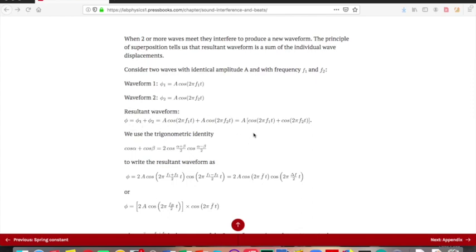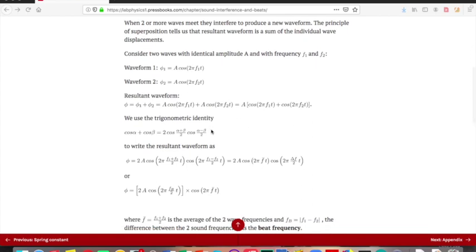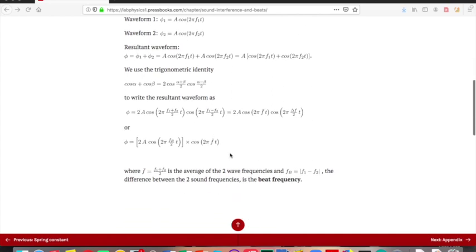Here they have identical amplitude but different frequency. Using the principle of superposition, we sum up the waves, and we also apply this trigonometric identity to get to this final formula. What's important about this final formula is that it has two terms. This term here corresponds to the tones that we actually can observe, and this F bar is an average of the two frequencies, the two tones combining. So what you physically hear is a combination of these two tones.